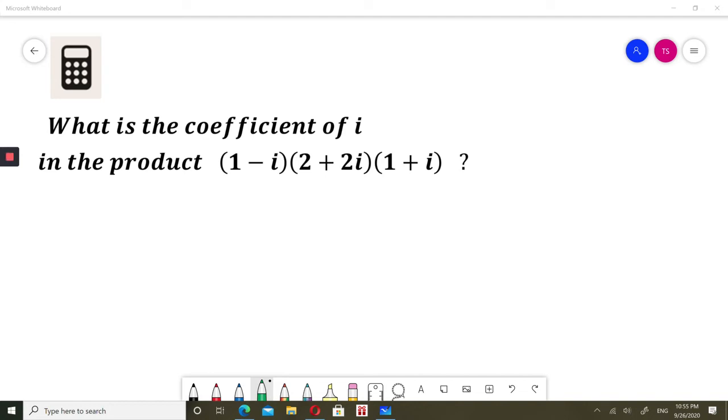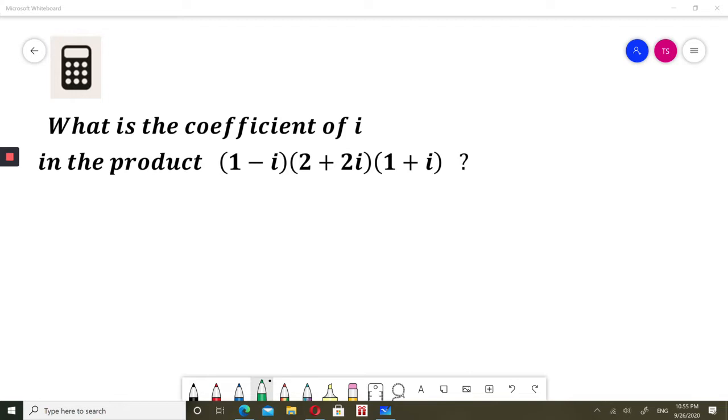What is the coefficient of i in the product (1 - i)(2 + 2i)(1 + i)? At this moment I encourage you to pause the video and solve it by yourself. Okay, I will do it now.